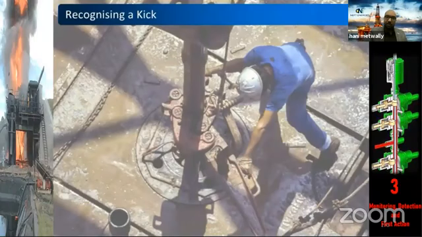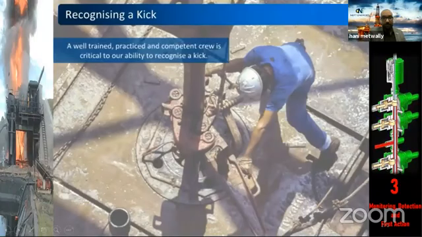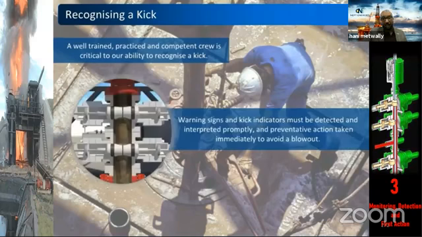So first, the crew has to recognize the kick very quickly to control the situation. Then we need to take our action to close the pressure control equipment, shut in the well. In this case, we have a flow. We don't have enough time to discuss, to talk, to have a meeting. We need to take the first action to shut in the well, close the well.